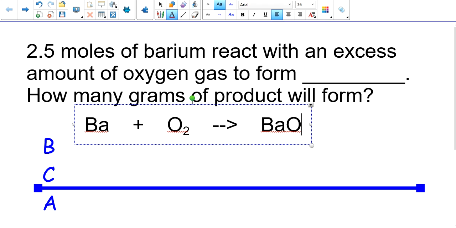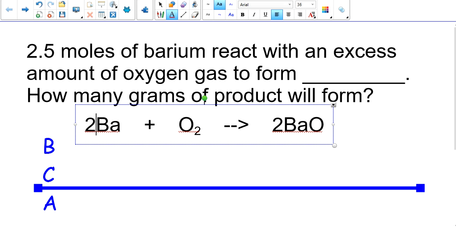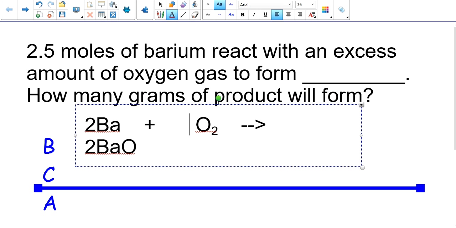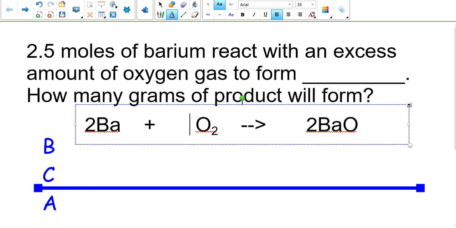It would be BaO. The reason it's BaO is because barium has a positive 2, oxide has a negative 2, and so therefore, to balance it, I just need to put a 2 there, and then I need to put a 2 there. So that is my balanced chemical reaction. I'm going to space these guys out just a little bit more, so I got a little bit more room. Oop, not that much. There we go.